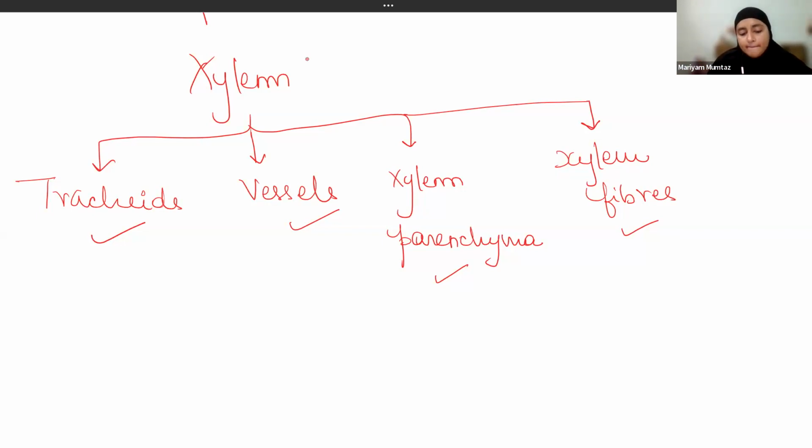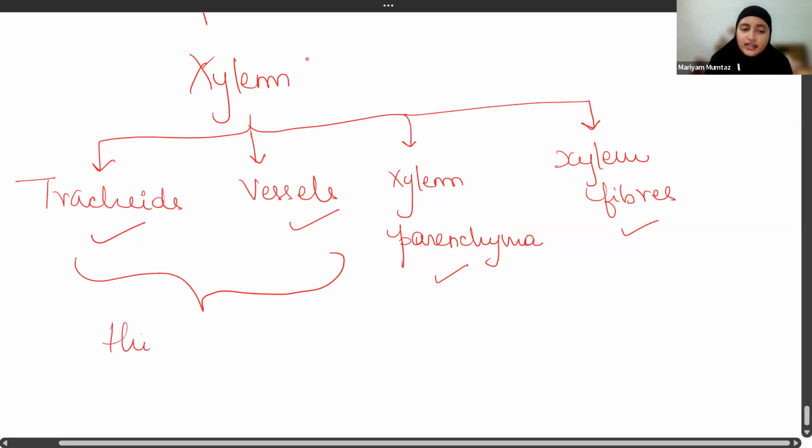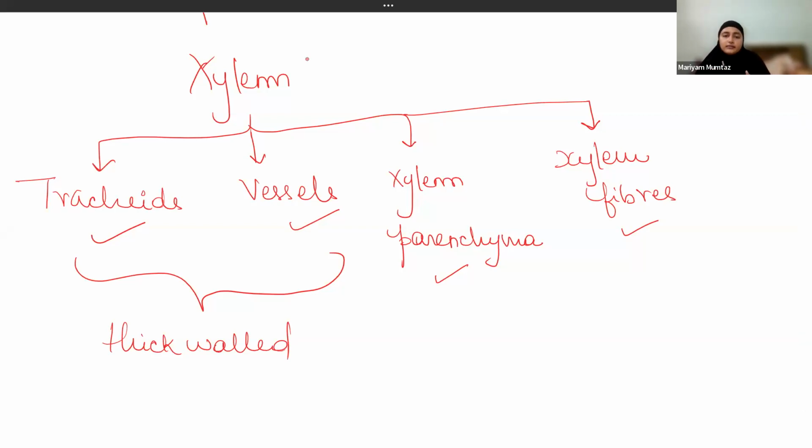Okay? Yes. Now, the tracheids and the vessels. Okay, let's talk about these two. So they have thick walls. Ma'am, only the xylem parenchyma is alive here, right? Yes, only the xylem parenchyma is alive. Now, can you tell me why? Why is only xylem parenchyma alive?